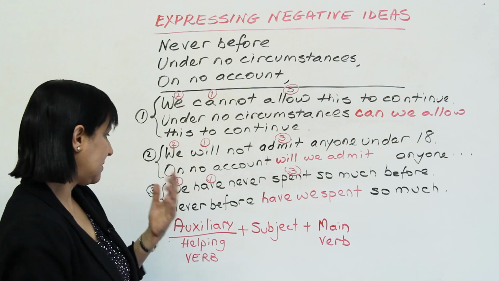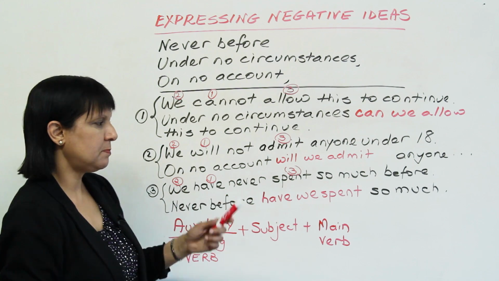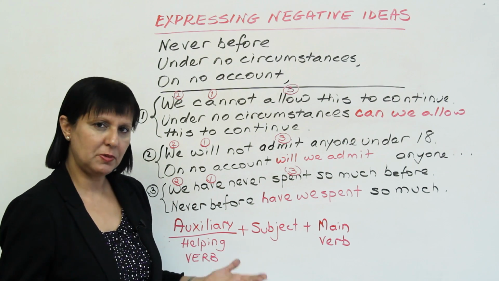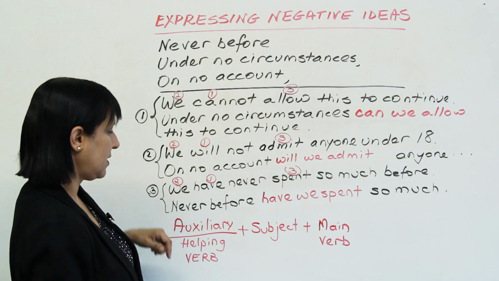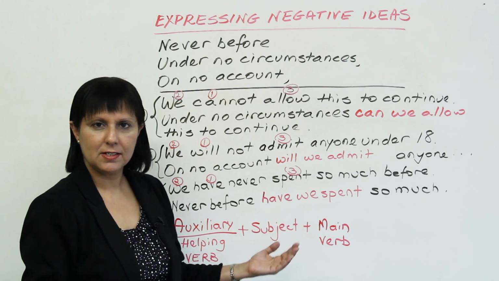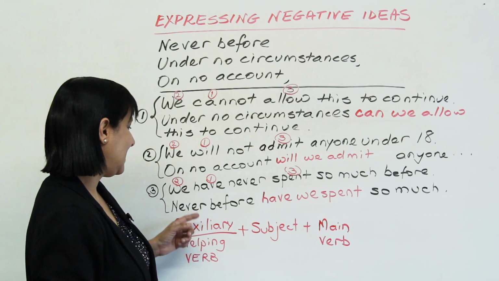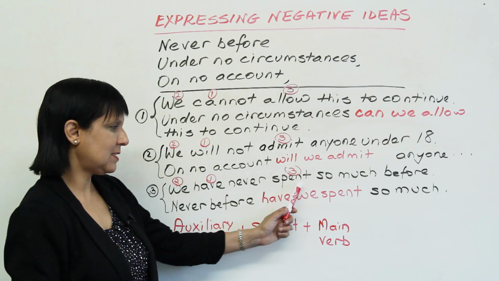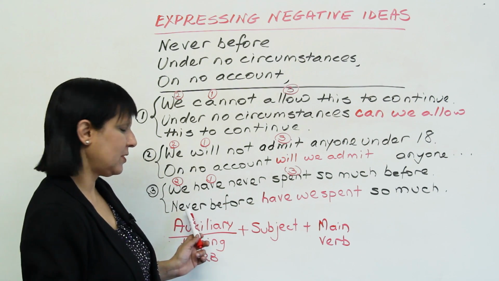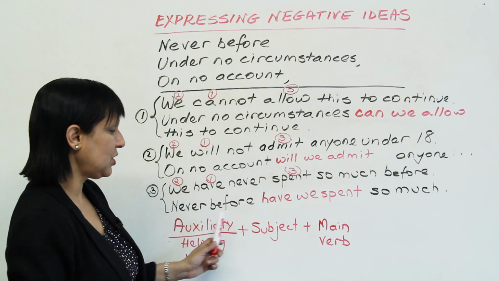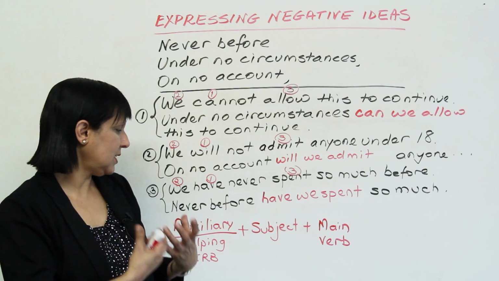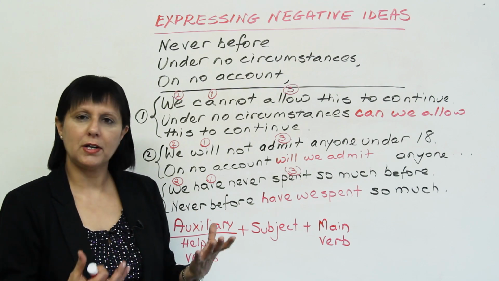Okay? Let's look at another example. We have never spent so much before. Okay? That's your regular sentence. When we use another one of these expressions, we say, never before have we spent so much. Okay? So you see again that the never came at the beginning in the form of this expression, and then the rest of it remained positive. But the overall impression that you give is that you have never spent so much before.